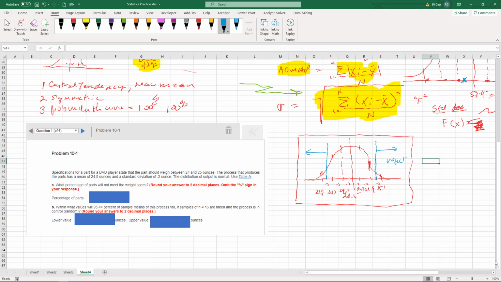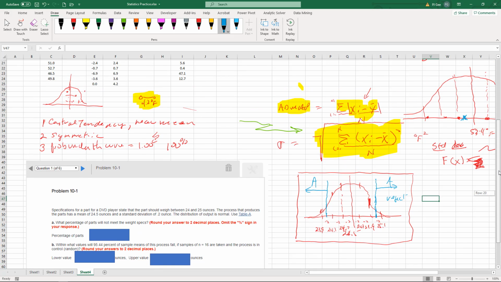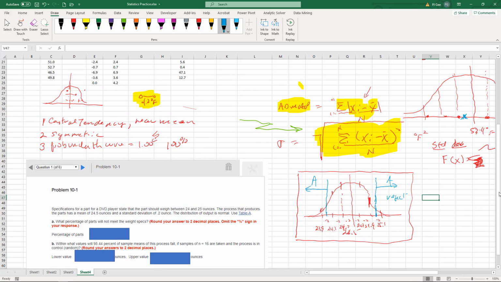So what does it say? What percentage of parts will not meet the specs? We need A plus another A, since that area is going to be the same. So how do we do that? We use the Z. This is the way it's all set up. These are tools that have been set up for us. We had talked about the Z.